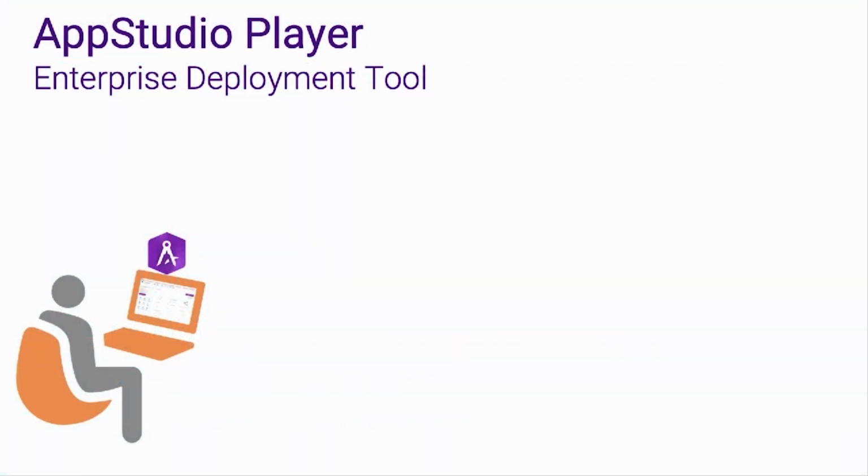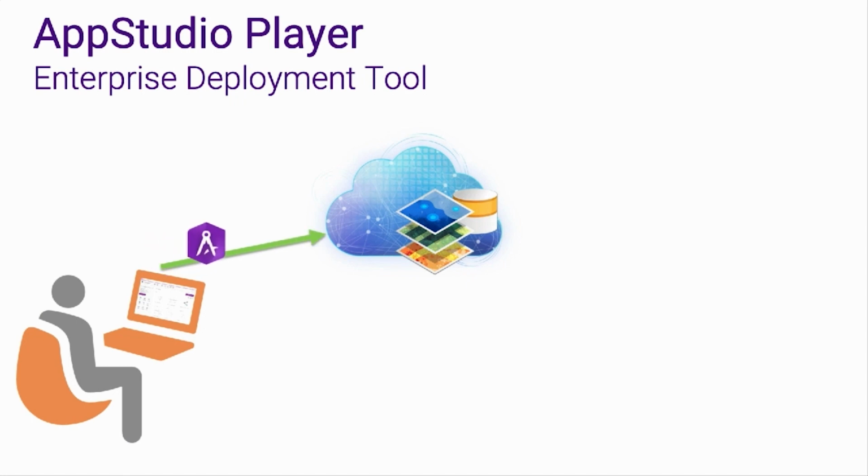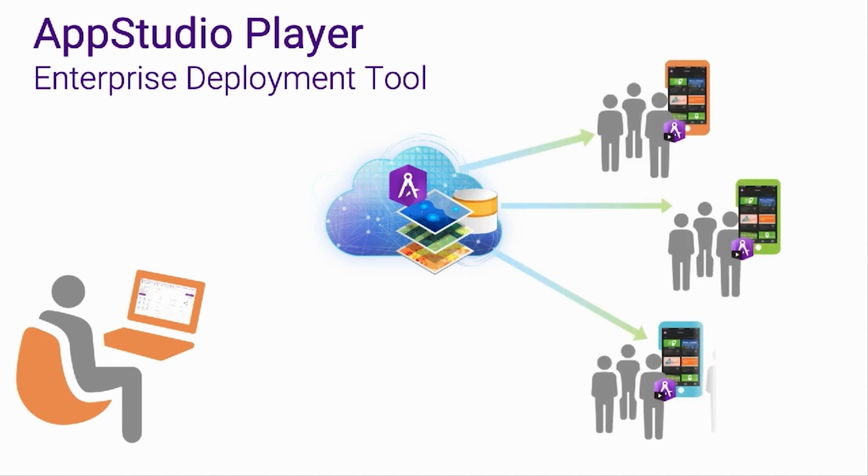So kind of going by the same workflow, how does this work? It's an enterprise deployment tool. Well, you build your app, configure an app in AppStudio Desktop, upload that to your ArcGIS organization. That could be ArcGIS Online or ArcGIS Enterprise, and then the end users that are part of your organization that have a username and login can log in to AppStudio Player on their devices and then download and run that app that you've created for them.